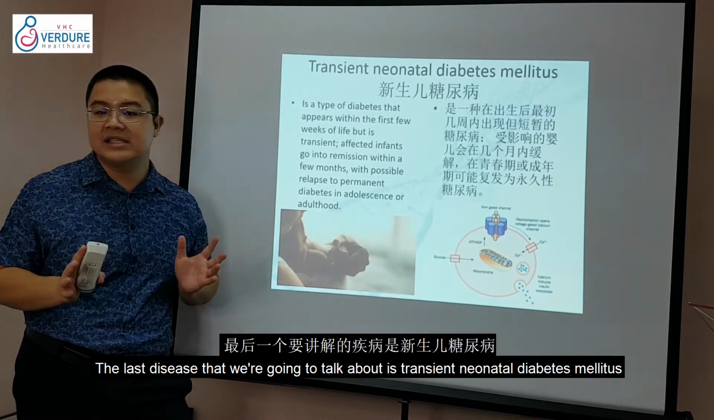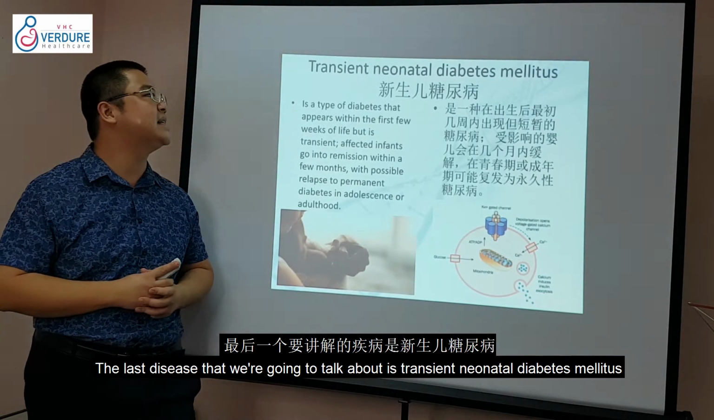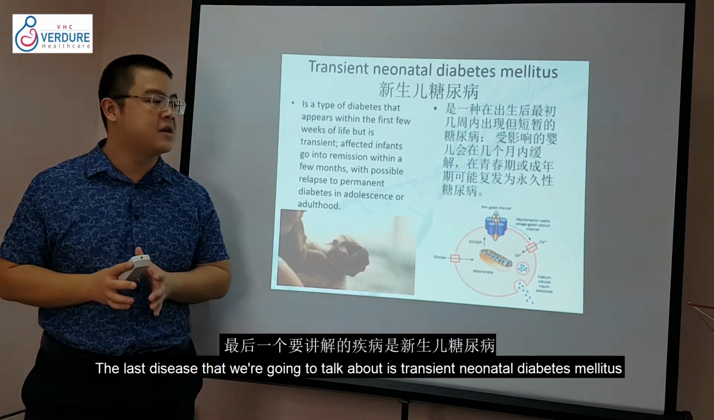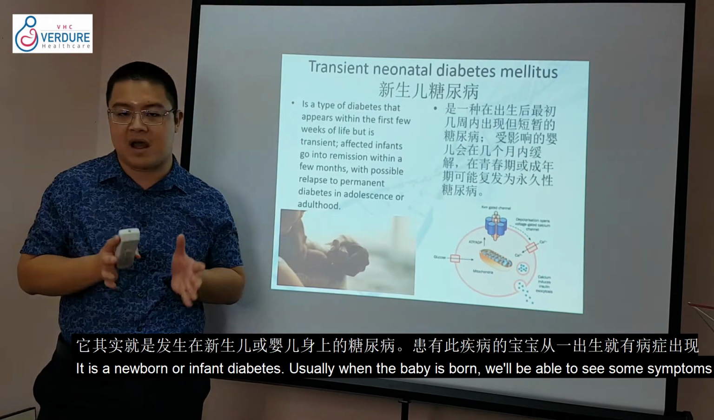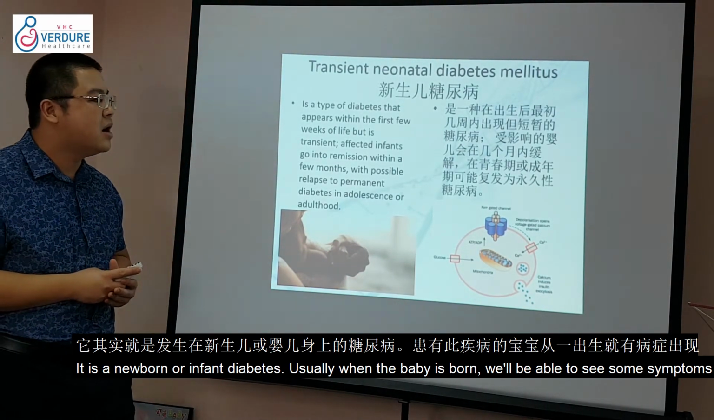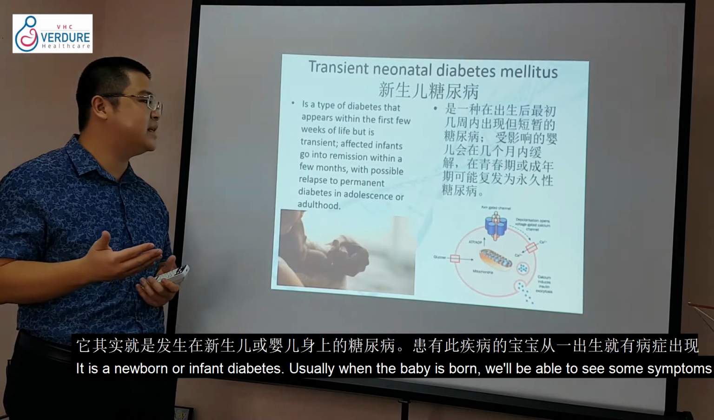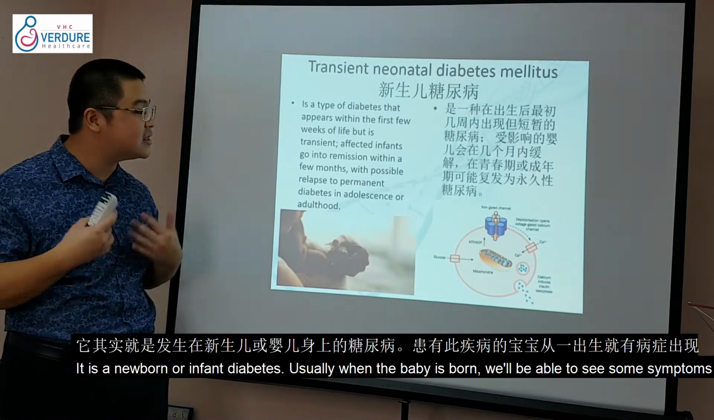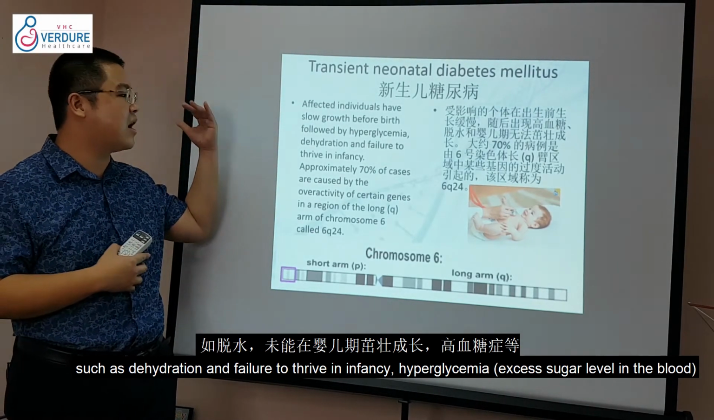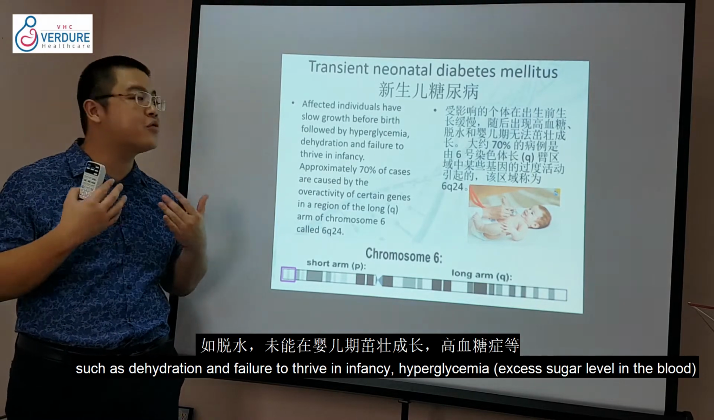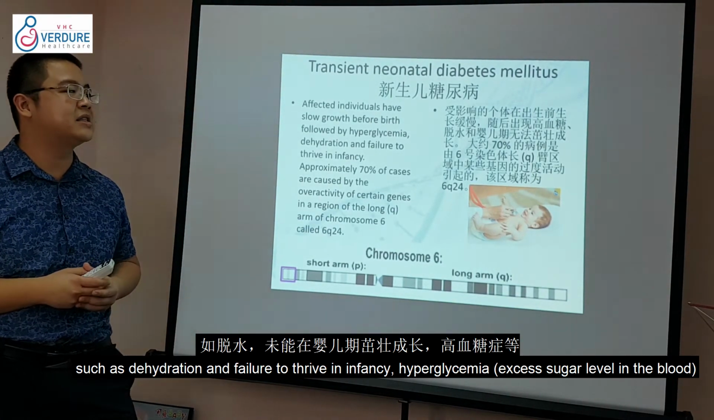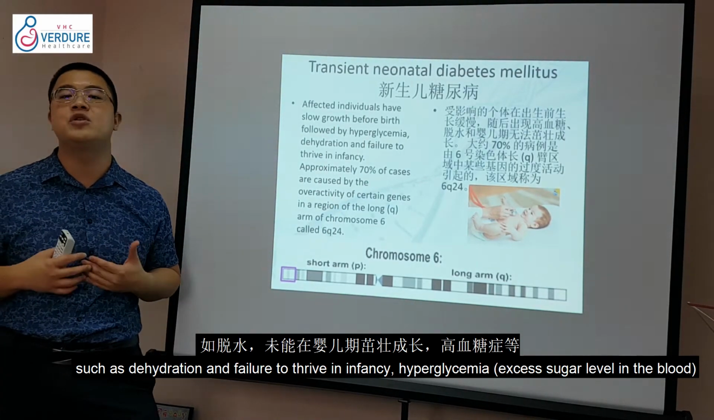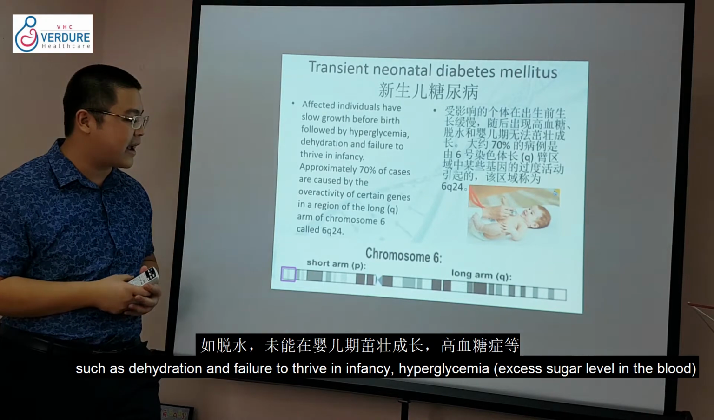Right, now, the last disease we're going to talk about in chromosome 6 is transient neonatal diabetes mellitus. Okay, so it is a newborn infant diabetes, at least it's one of them. Usually what happens is that when the baby is born, you will be able to see symptoms. Okay, what are the symptoms? Such as dehydration and failure to thrive in infancy, hyperglycemia, meaning to say that there's extra sugar in the blood, okay?